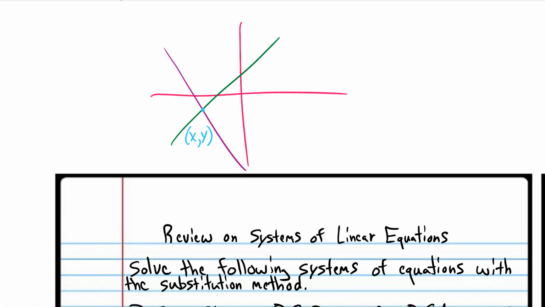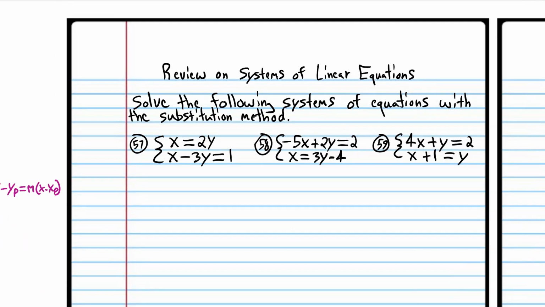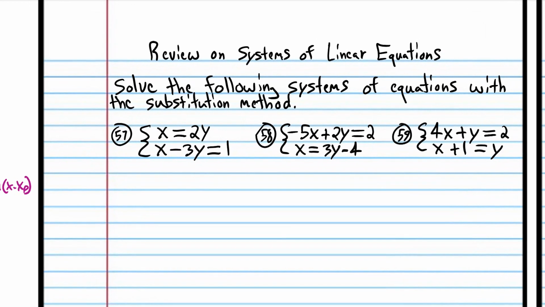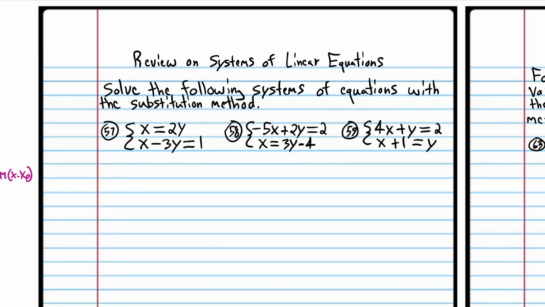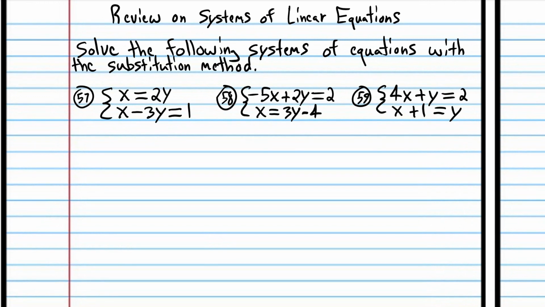But that method is unreliable. It takes a long time to do, and it's unreliable because the graph has to be really accurate. And so we're not going to use the graphing method. And the elimination method, we're just not going to use that today because we're not going to need it for the next class. We're just going to stick with the substitution method. So you may think, well, I don't really remember what the substitution method is. That's okay. We're going to go over it now.